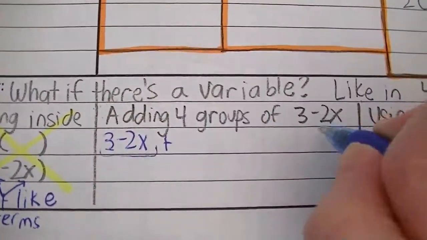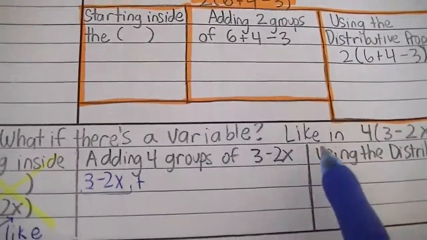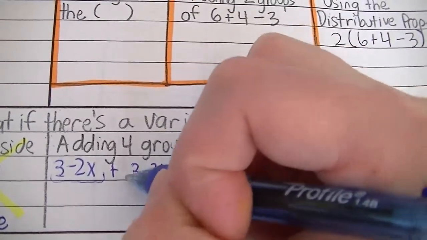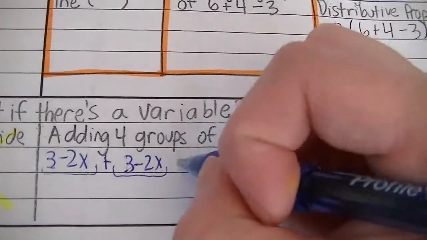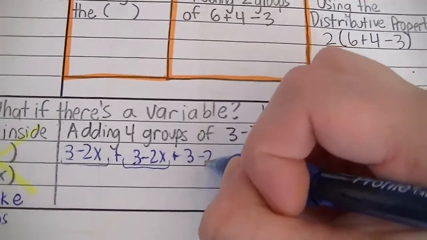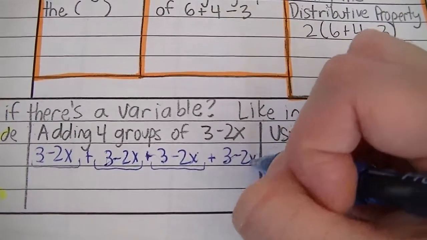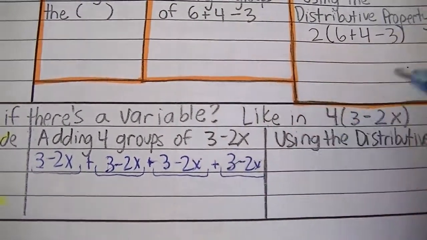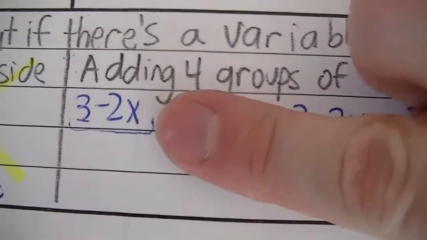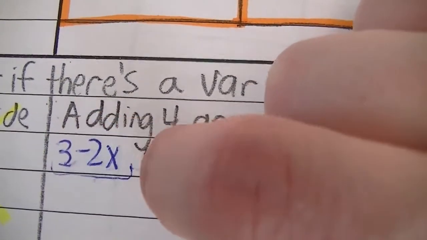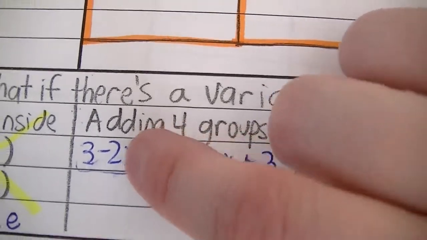I'm going to add because that was a positive 4. Plus 3 minus 2x, there's my second group. Plus 3 minus 2x, there's my third group. Plus 3 minus 2x, there's that fourth group, okay? And like I said, we cannot add or subtract those because they're not like terms. We can't combine them because we don't know the value of x.